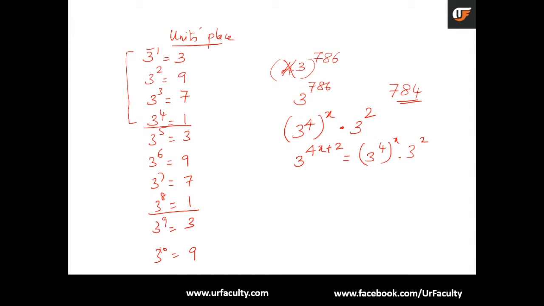Hope you are able to appreciate what I am trying to do here. So what will come in the units place if it is 3 to the power of 4x? It's basically 1. And if it is 3 to the power of 2, it is 9. So the units place in this case is 9. Isn't it simple?